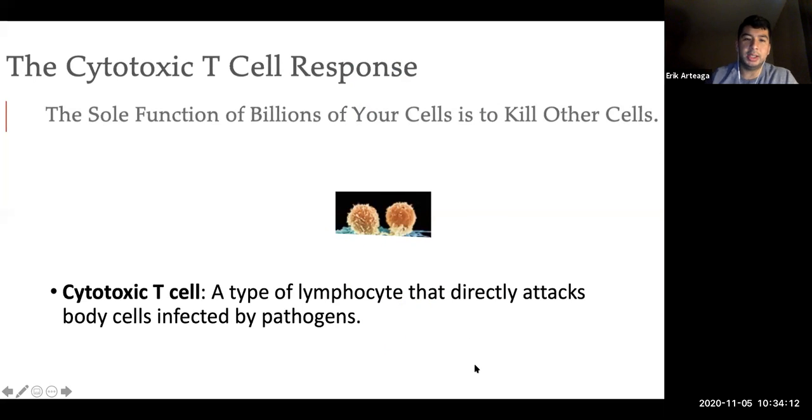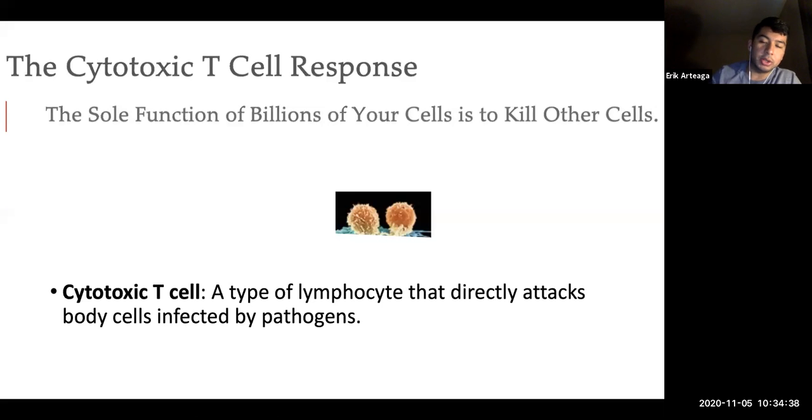So cytotoxic T cell response is the sole function of billions of your cells. The sole function of billions of your cells is to kill other cells. So a cytotoxic T cell is a type of lymphocyte that directly attacks body cells infected by pathogens. And this can be true if the cell is infected with a virus, this cell will come and kill your cell because it's infected with that virus. There's really nothing you can do after that.